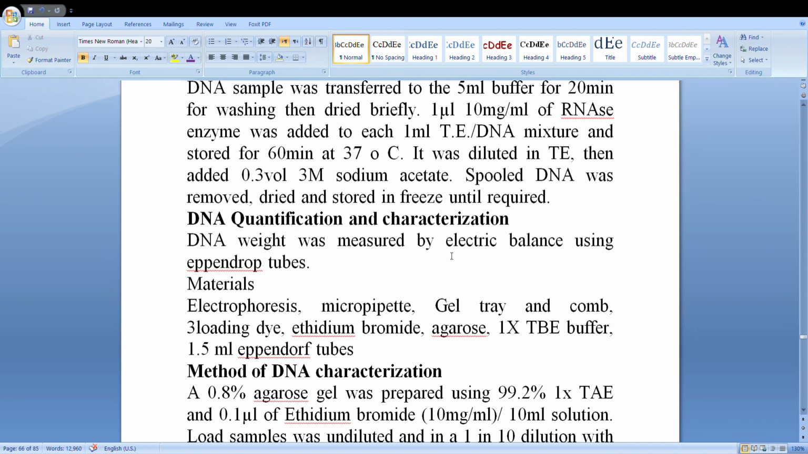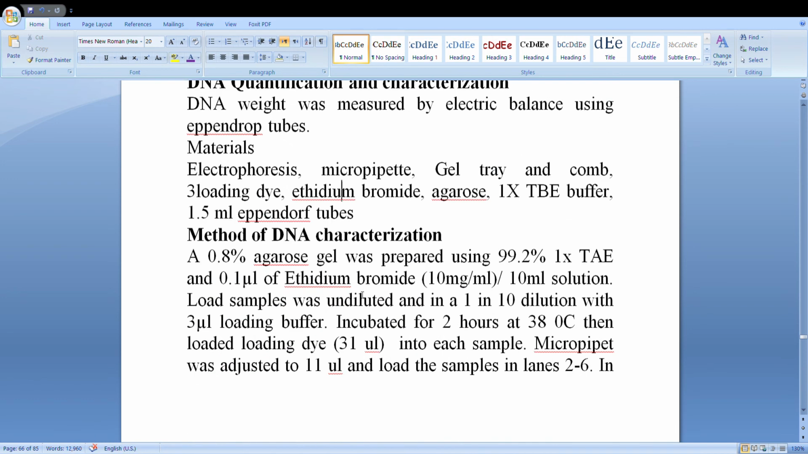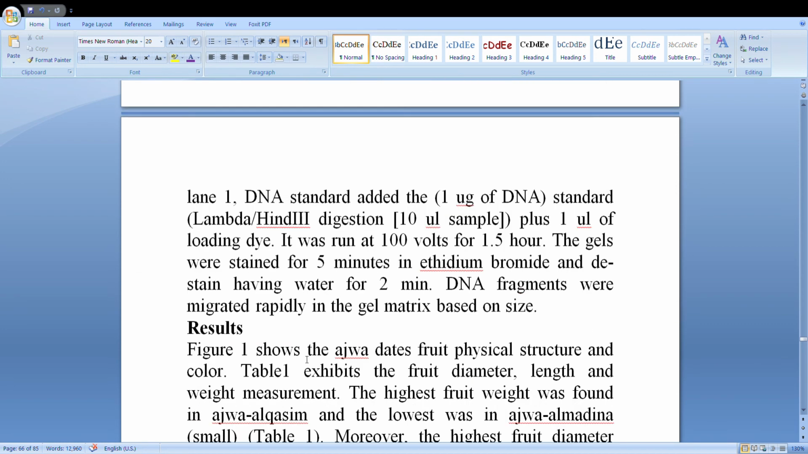DNA was weighed on an electric balance using Eppendorf tubes, electrophoresis, micropipette, gel tray, and pumps. We used different agar gel solutions, buffer solution, and ethidium bromide. These are the main materials. Then the methods: agar gel solutions, ethidium bromide, and then gel electrophoresis. The gels were stirred for 5 minutes in the ethidium bromide and then placed in water for 2 minutes. Then the fragments migrated rapidly into the gel matrix based on size.